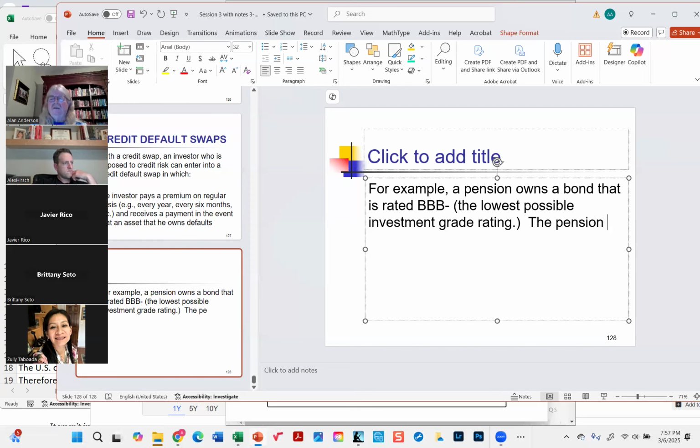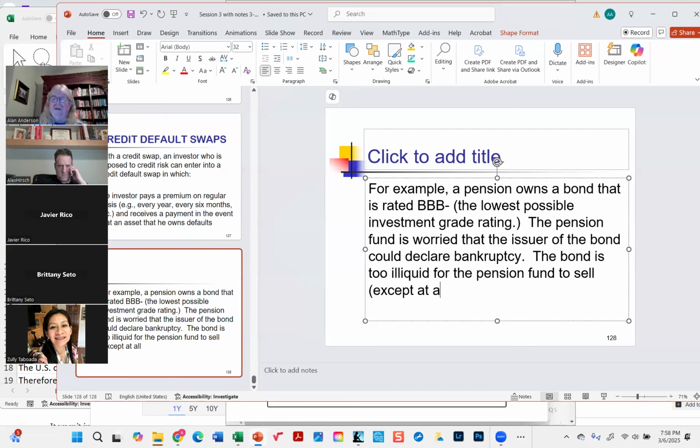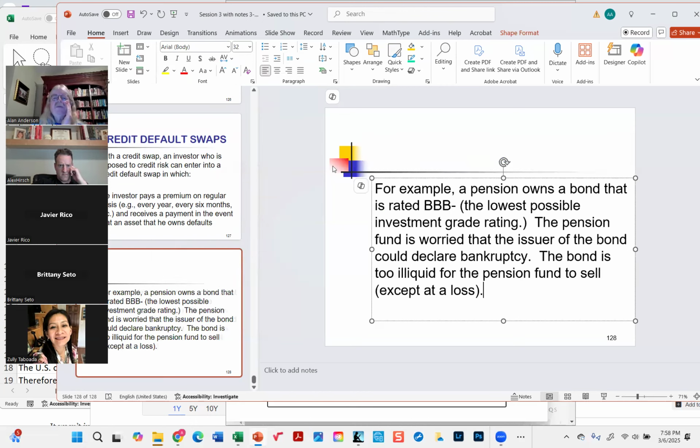The pension fund is worried that the issuer of the bond could declare bankruptcy. Of course, that would have a catastrophic effect on the price of the bond. But for whatever reason, let's say the bond is too illiquid for the pension fund to sell except at a loss. So if they try to sell it, they'll just lose money. But they also think this situation is temporary. Let's just pile on the assumptions here. What can they do aside from simply selling the bond?